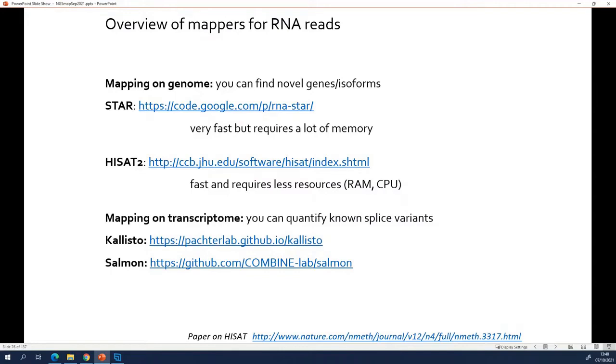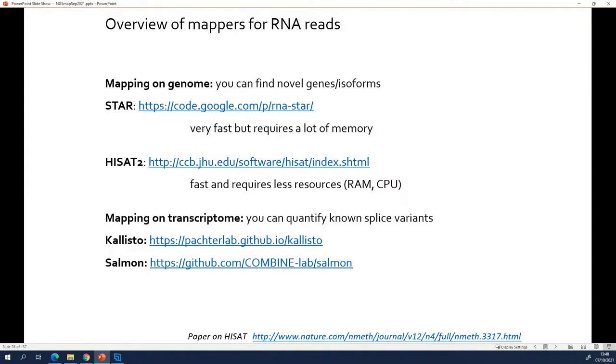So how do you choose? Well, when you're interested in differentially expressed genes, mainly, you go for this. When you're interested in novel genes and novel isoforms, you go for this. When you're interested in splice variants, specifically, not novel ones, but known ones, then you have to go for this. So it depends on what you're interested in.